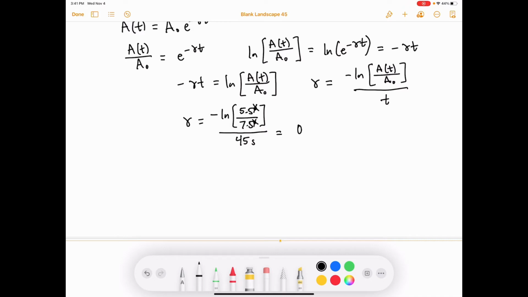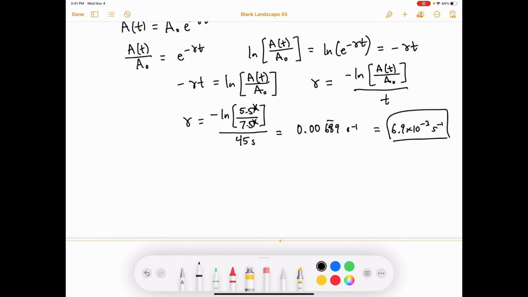You get 0.00689 inverse seconds, which is, if we keep 2 sig figs on that, 6.9 times 10 to the minus 3 inverse seconds. So that's your gamma. That's your damping coefficient.